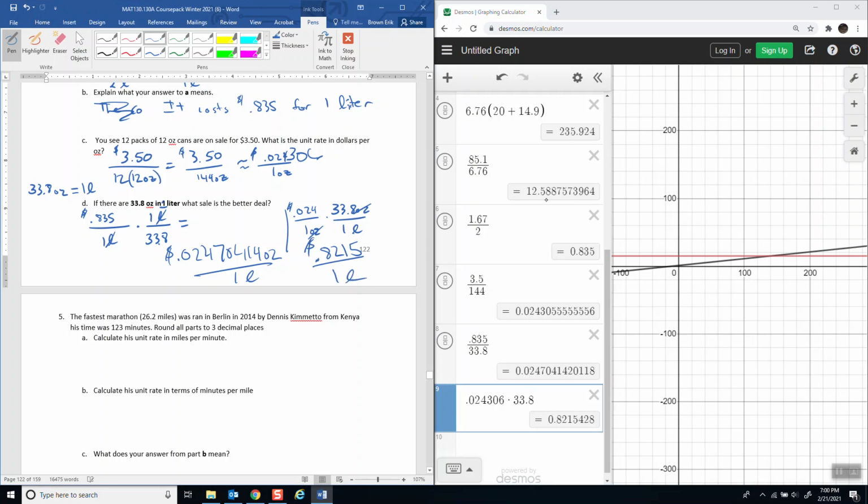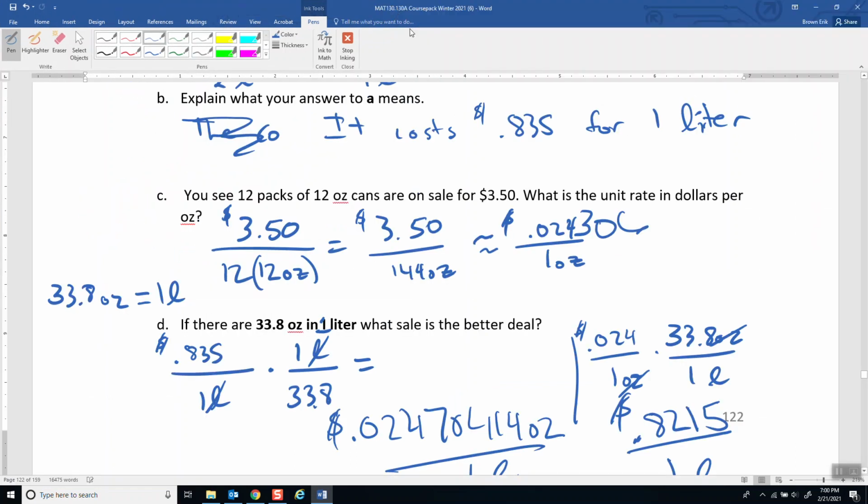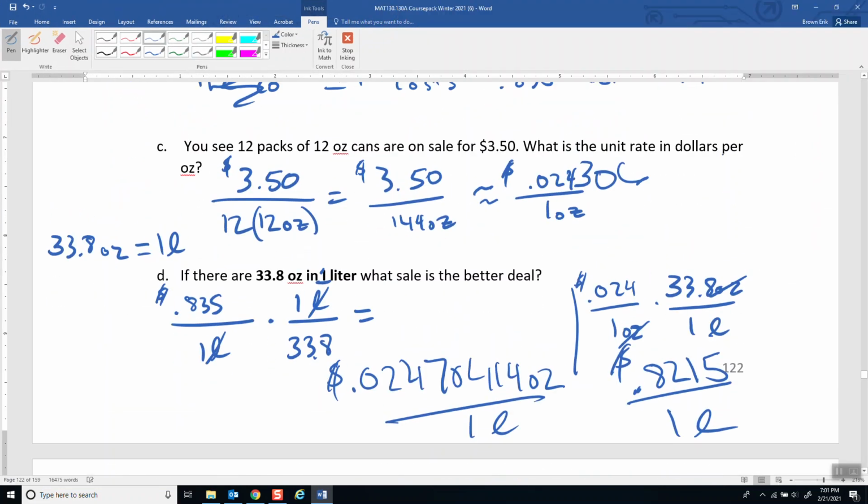Okay, so now we just have to figure out which is the better deal. Well, hopefully it's pretty clear to you that they're really stinking close, right? So in terms of dollars per ounce, we have to go to the 10,000th of a cent to find a difference. And so the 12 pack of 12-ounce cans is cheaper.